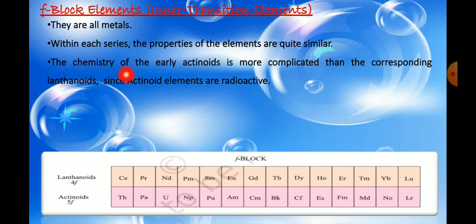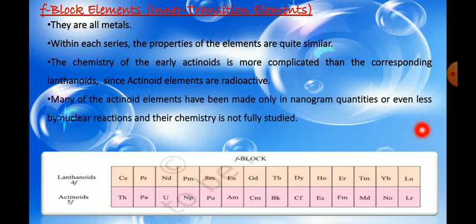And the chemistry of the early actinoids is more complicated, because they are more radioactive, and they have been made in very, very small quantities, nanogram quantities. Early actinoids, which are radioactive, have been obtained in very small, nanogram-scale quantities by nuclear reactions. Therefore, their chemistry is not fully studied.